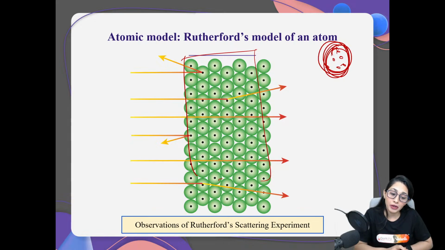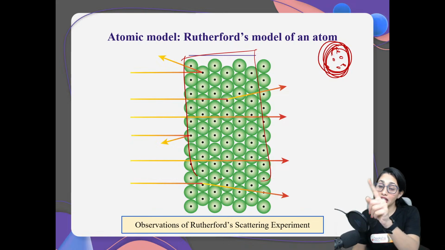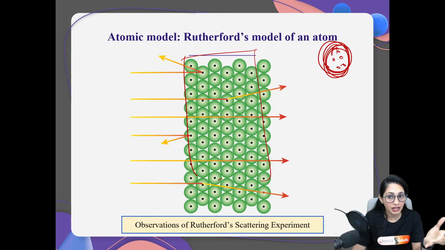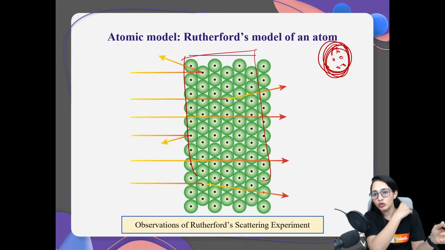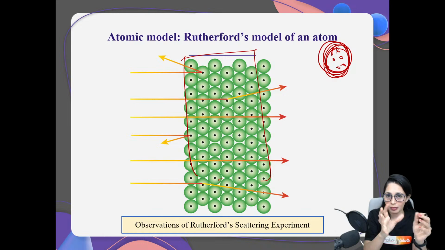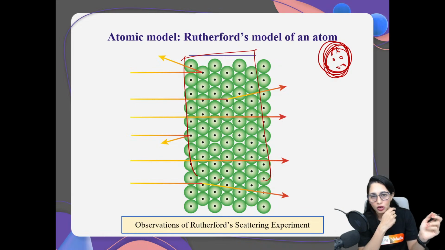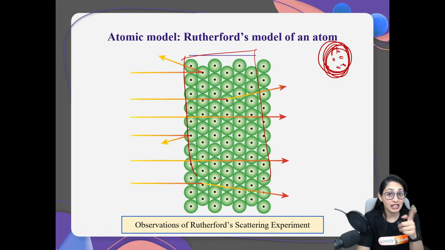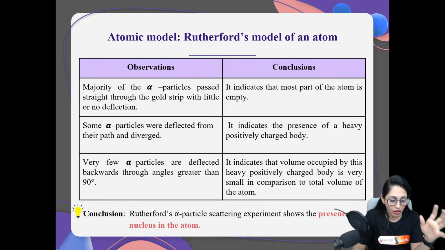But this experiment proved otherwise. So what were the observations of Rutherford? If this was the case, what would have been the observation? Most of the alpha particles would hit the positively charged sphere and bounce back. But this was not the case. The result was the opposite. The majority of the alpha particles pass through the gold foil with little or no deflection.